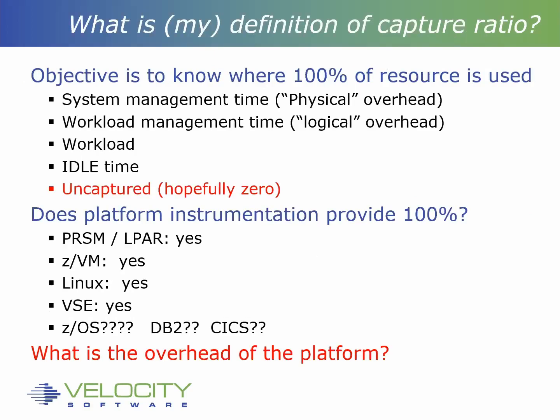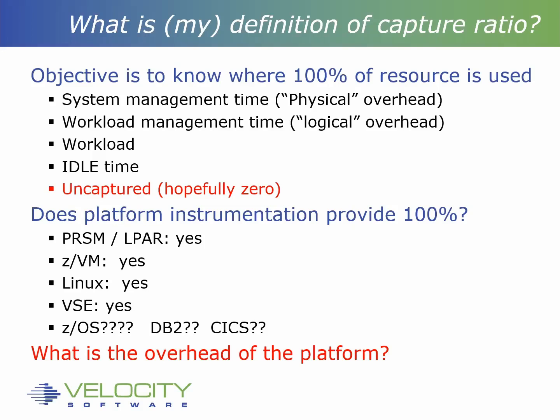So when I look at capture ratio, what I want to know is, where does all of it go? I don't want to know where the workload is. I want to know where 100% of the resources is going. If I know where 100% of the resources is going, that means I know where all of it is going. If I'm missing part of it, then maybe my other numbers are incorrect. If I say my capture ratio is 80%, I don't know about the other 20%, so I don't know if my 80% is correct or not. So I always look at the 100% as the target. I want to know where all of the resources are going.